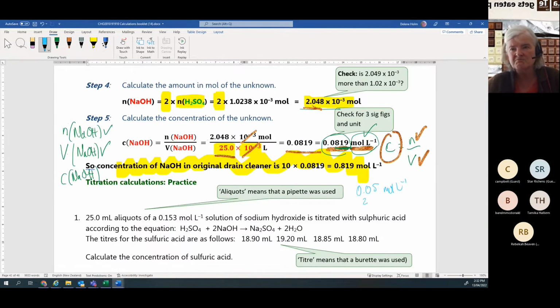So it was round about 20 or so milliliters of sulfuric acid. Bearing in mind, I need twice the amount of sodium hydroxide. If I had equal volume of sodium hydroxide, I would expect my concentration to be 0.1. But I didn't have quite equal amounts. I had 25 milliliters instead of around about 20. So it's not going to be quite 0.1 moles per liter. It'll be a bit less than that. So that answer looks very sensible.